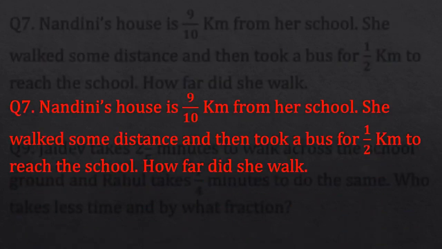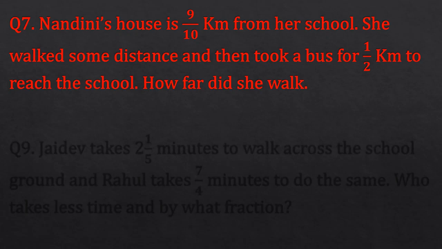See 7th question now. Nandini's house is 9 upon 10 kilometer from her school. She walked some distance and then she took a bus for half kilometer, 1 upon 2 kilometer, to reach the school. How far did she walk? Distance from Nandini's house to school is 9 upon 10 kilometer. This is the total distance from house to school. Then she covered some of the distance by bus. Okay, and rest she covered by walking.